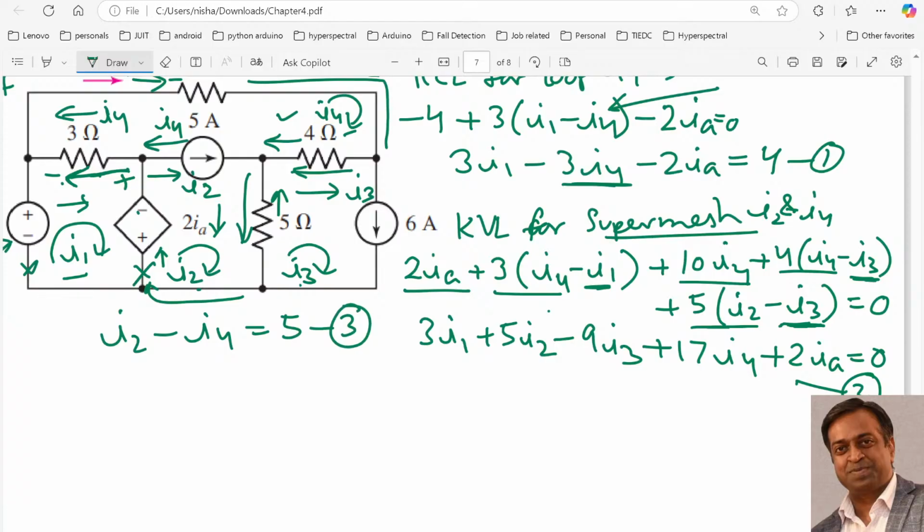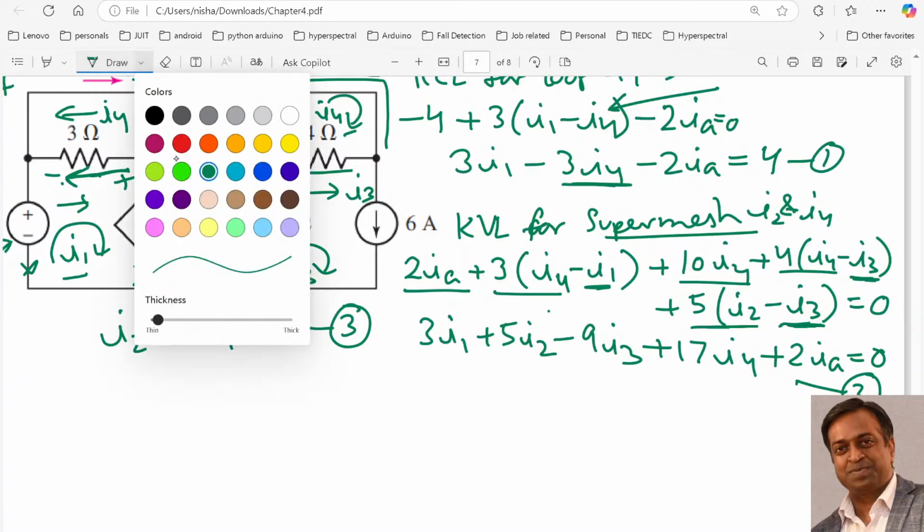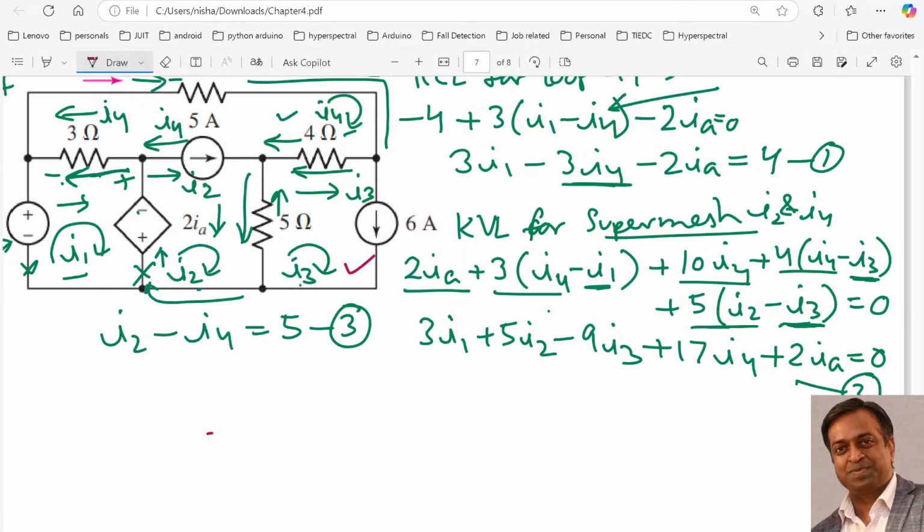And now we're left with this I3 loop. Over here we have a current source of 6 ampere, and in this branch only one current is flowing, which is I3. So it means that I3 will be equal to 6 ampere. So we get I3 equals 6, which we can say is our fourth equation, right?